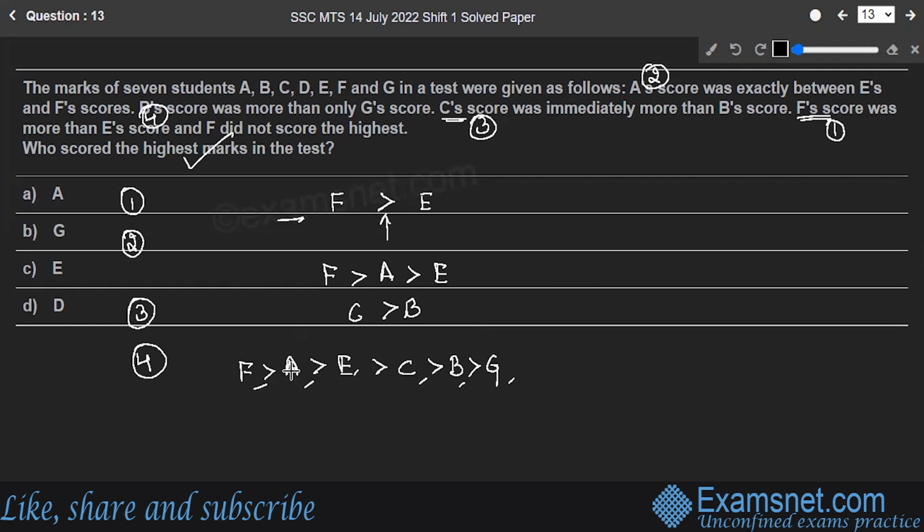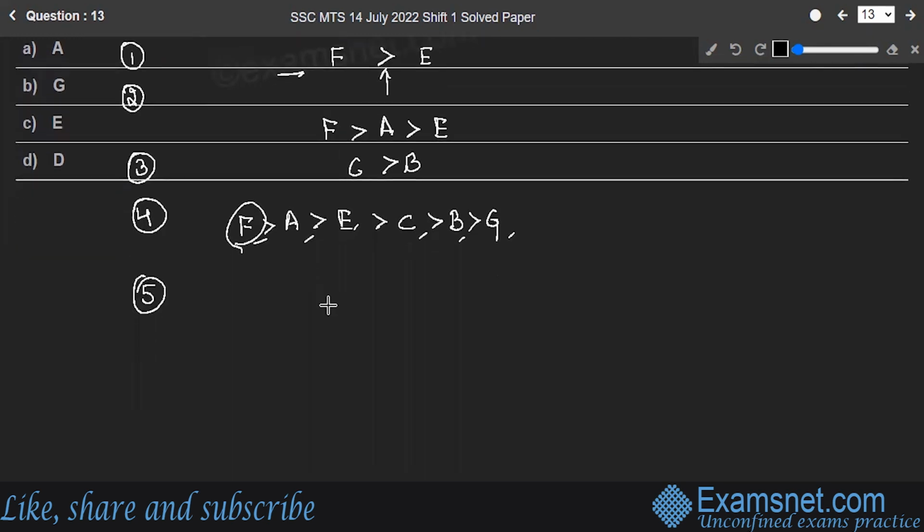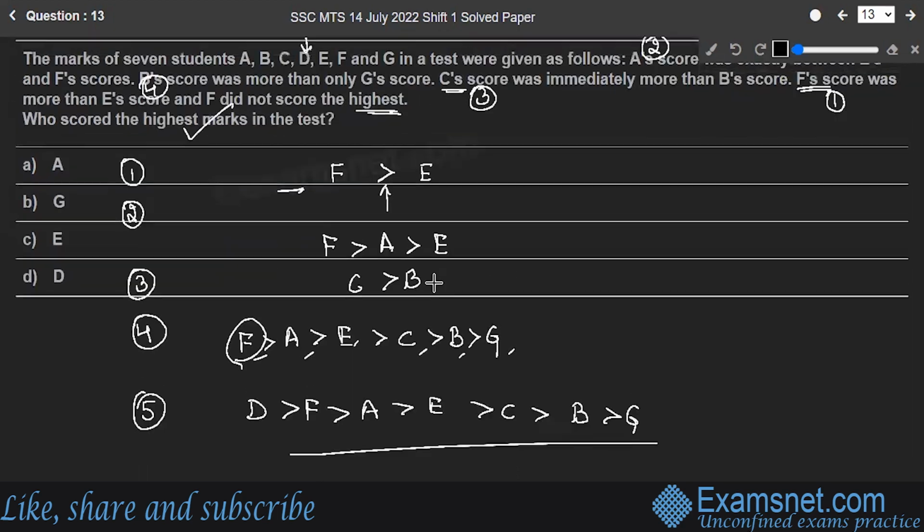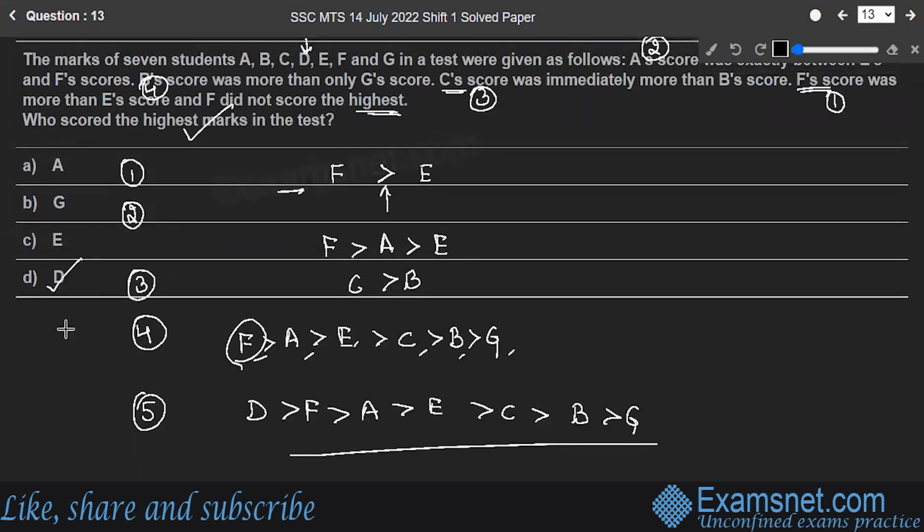One thing we are forgetting, it was said that F did not score the highest. So who is left in this whole journey? D is left. We have not touched D yet. Since F is not the highest scorer, and we are left only with D, D will come at this place. D, F, A, E, C, B, G. Right? So which is the correct answer to the question? Who scored the highest? It is D, and the answer is also option D.